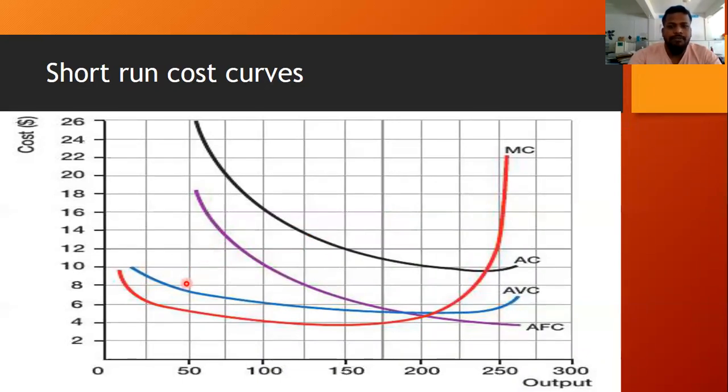The average fixed cost curve is this violet line. The blue line is the average variable cost, the red line is the marginal cost, and the black line shows the average cost. When you plot that figure on graph paper, you will get a figure like this.